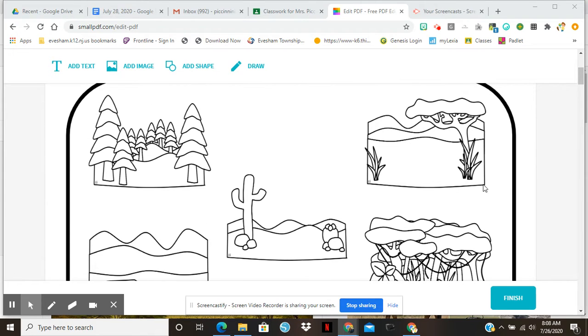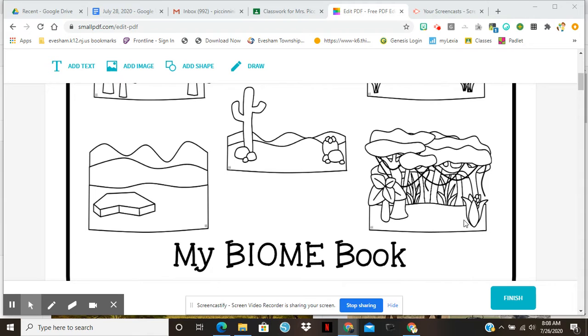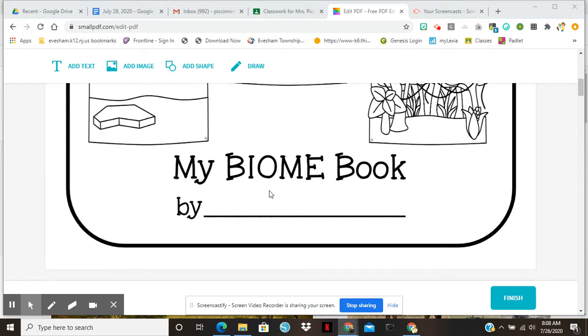These are the grassland plains, like in Africa. Think about the animals that you know that live around there. And then this is the rainforest or the jungle. And I'm noticing the tree canopy above and the layers that we've talked about, and think about the animals you know that live there. So this is my biome book.